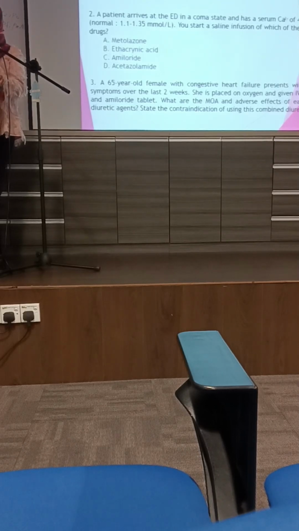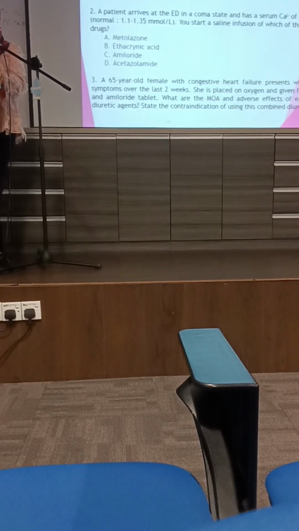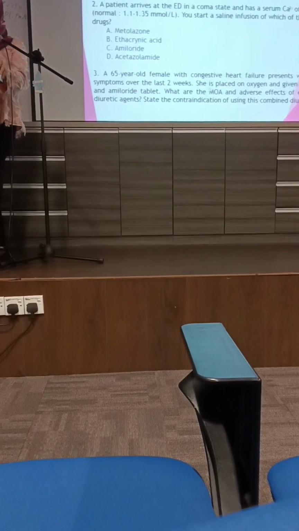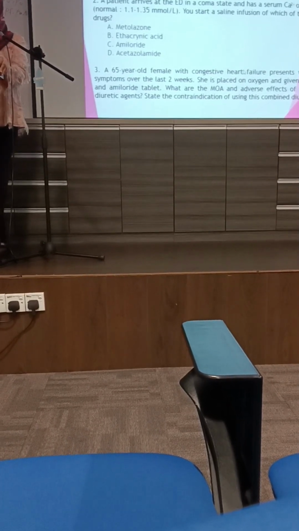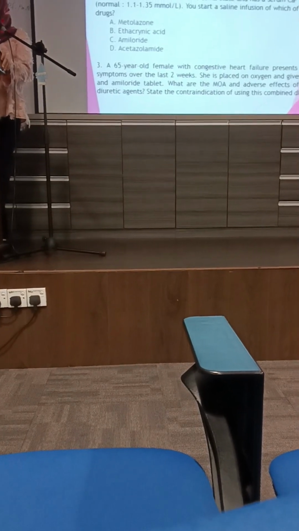And then what is the mechanism of action of amiloride? Amiloride is a type of potassium sparing diuretic. So how does it work? It inhibits the epithelial sodium channel. So basically it inhibits sodium chloride reabsorption as well.